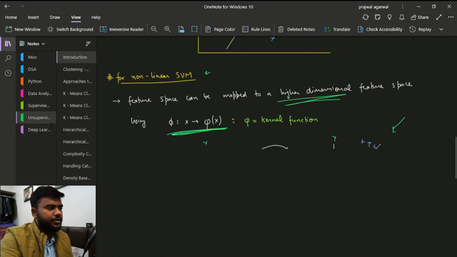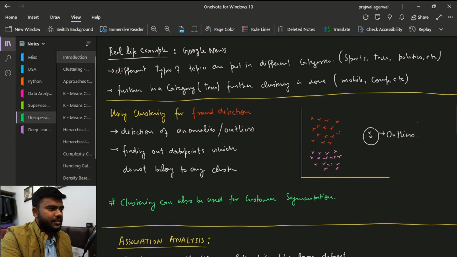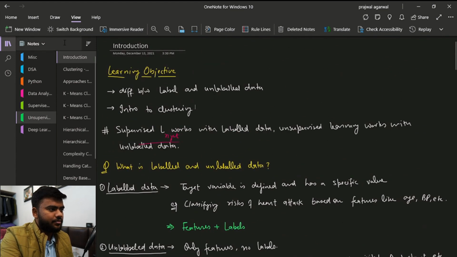In the next video we are going to discuss unsupervised learning. We will start with the introduction and then we move to clustering.